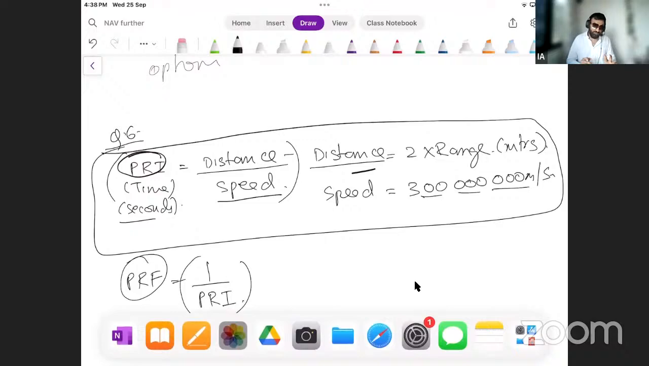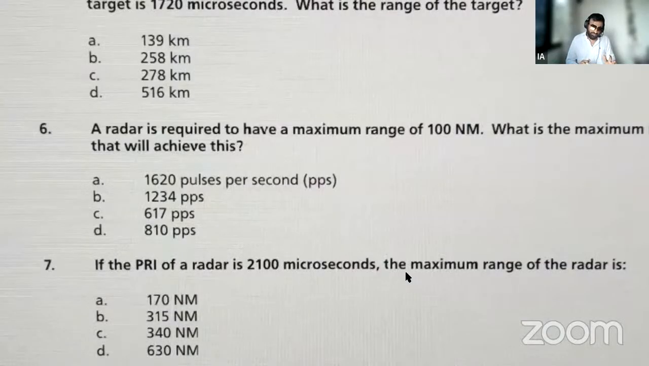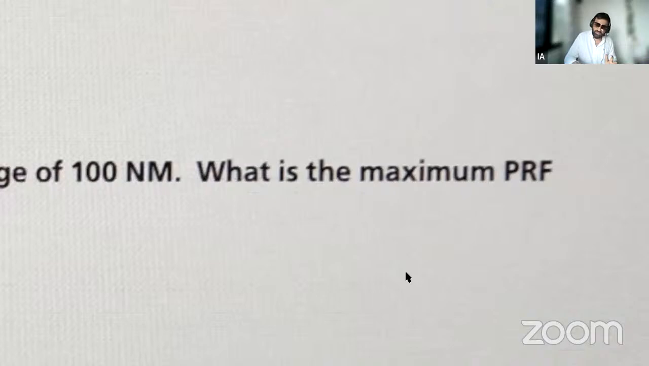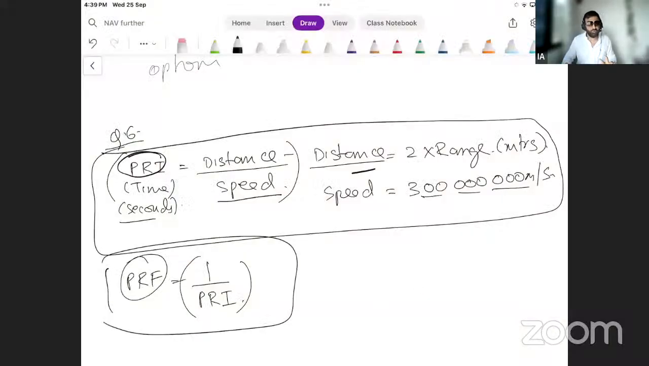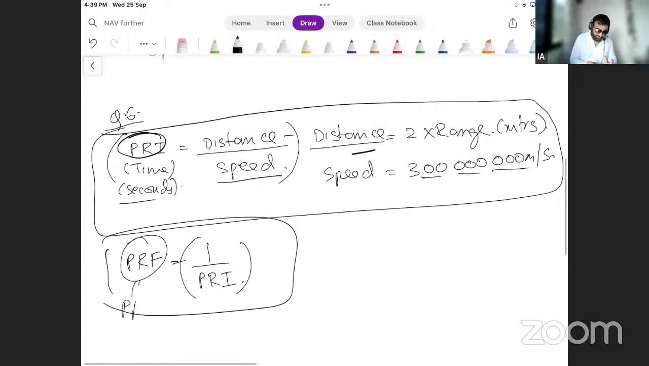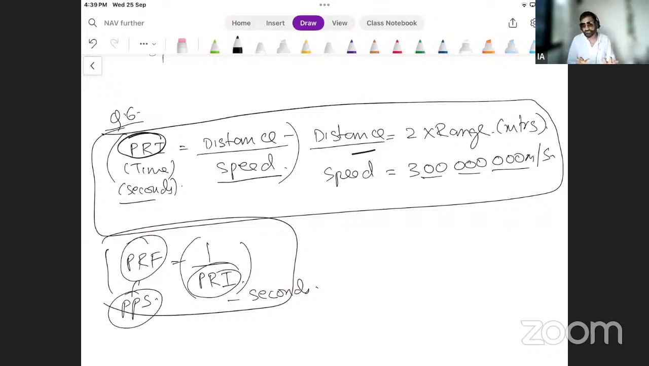Recall what we are required to find in the question. We are required to find PRF. So in order to find PRF, the formula is 1 by PRI. Here, the PRF unit will be pulses per second, so your PRI should also be in seconds. You have to convert it into seconds and only then can you find your PRF, because PRF has to be found in pulses per second. The units are where we generally get answers wrong.